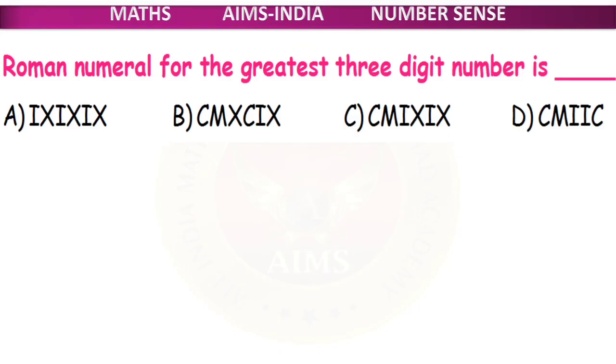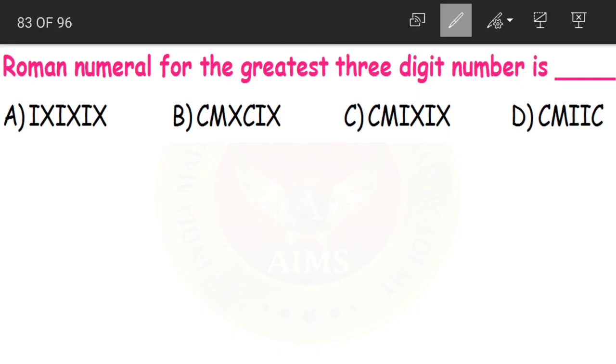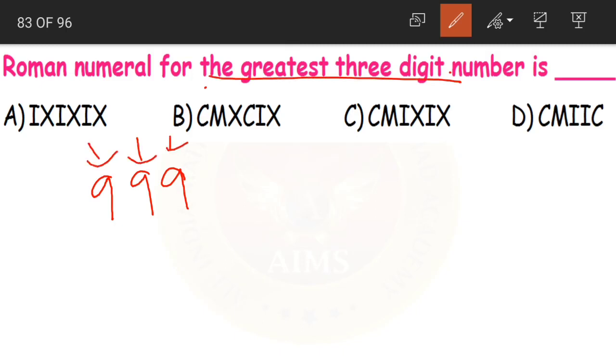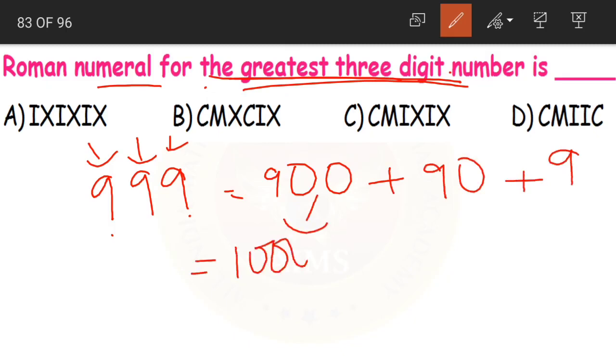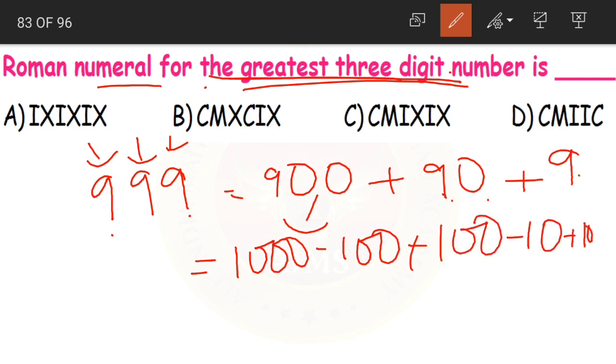The next question: Roman numeral for the greatest 3-digit number is dash. Now what is the greatest 3-digit number? 999. The greatest 3-digit number has 3 nines in it. Now what is the next part of the question? We should write the Roman numeral for it. First let us break it down: 900 plus 90 plus 9. Now how can 900 be written? 1000 minus 100. 90 can be written as 100 minus 10, and 9 can be written as 10 minus 1.